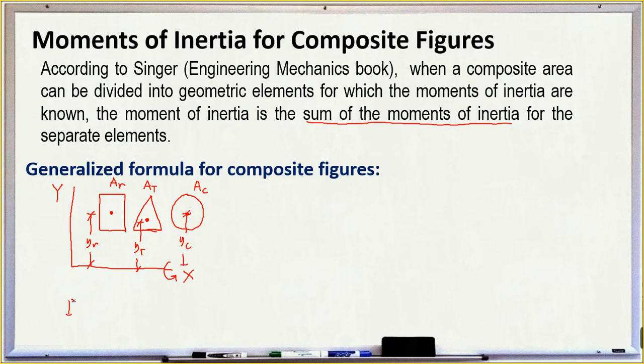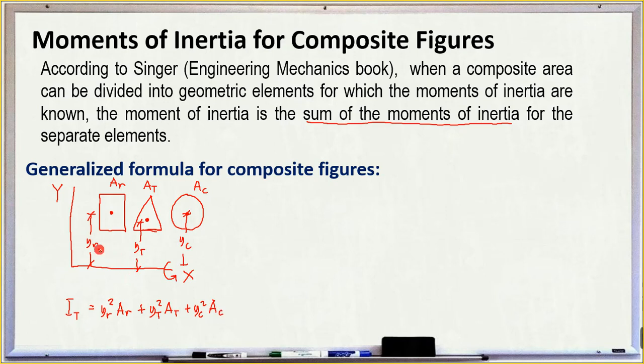So the total moments of inertia, IT, is just the sum of the individual moments of inertia. So we have for the rectangle, YR, don't forget, squared, times the area of the rectangle, plus we have YT squared, area of the triangle, plus we have YC squared, area of the circle.